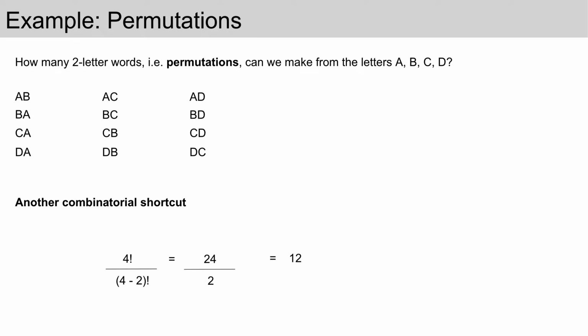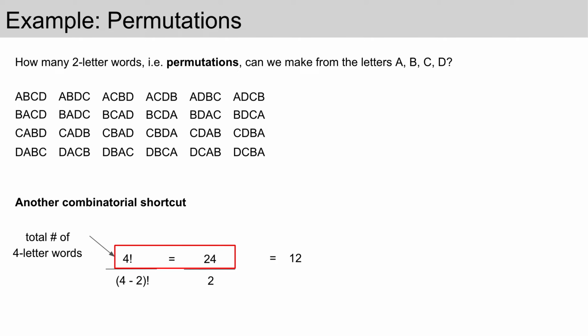When the numbers we're working with get even bigger, we can also take the following shortcut. The total number of 2-letter words that we can make from 4 letters is 4 factorial over 2 factorial, or 24 divided by 2. We can observe here that this calculation does indeed give us the right answer, 12. But let's consider why this works.